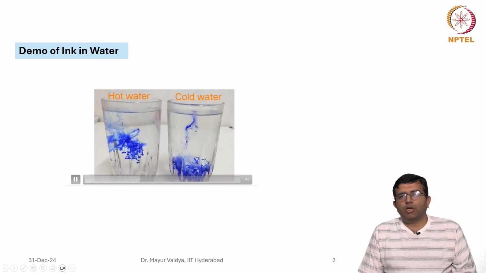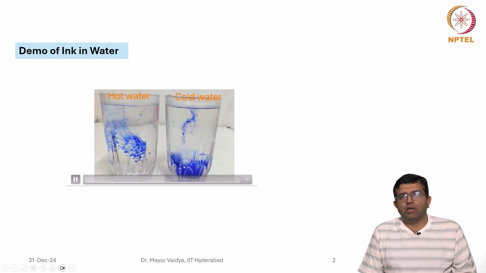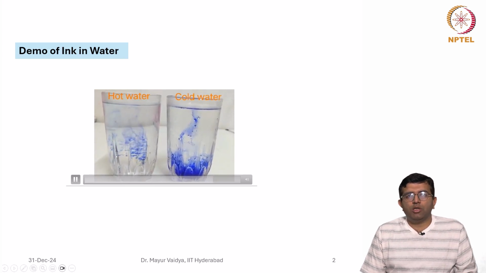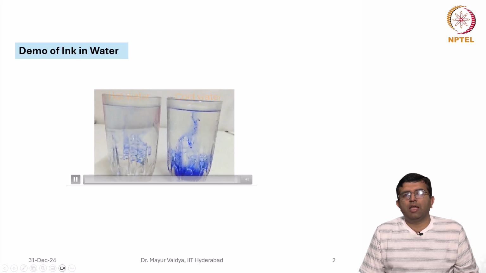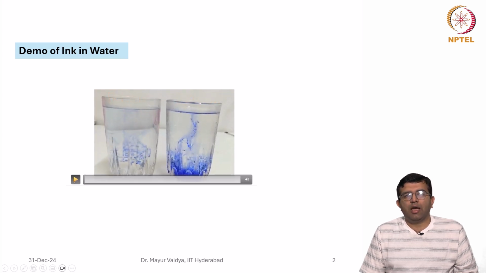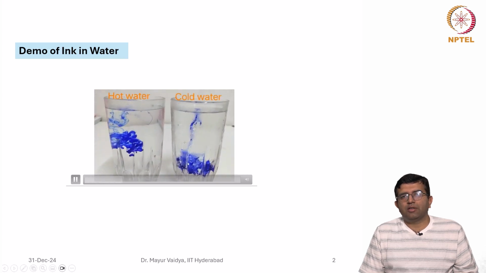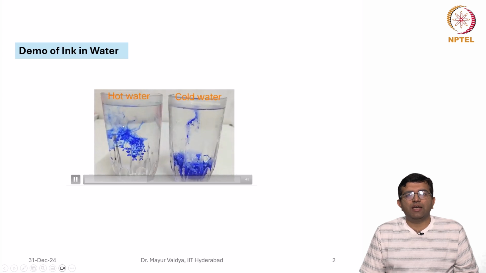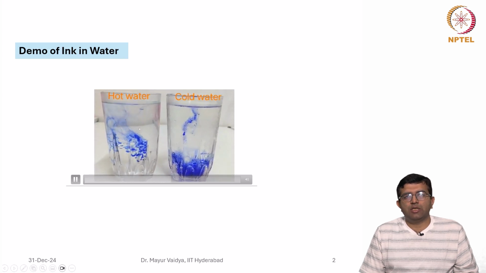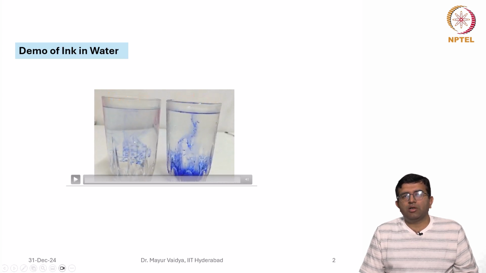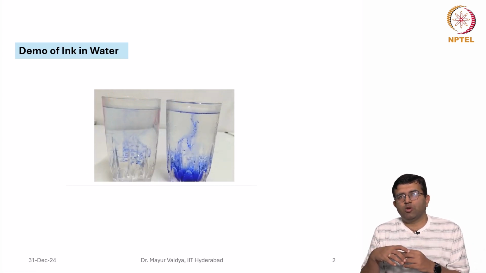Now, in the cold water, you can see that the ink has settled down once it reaches the bottom, due to the weight alone. Whereas in the hot water, you can clearly see the spreading of the ink at a much faster rate. I'll just play it for you again. You can notice that here the ink has settled at the bottom almost, whereas in the hot water it starts spreading almost instantaneously, and it spreads much more than in the cold water.